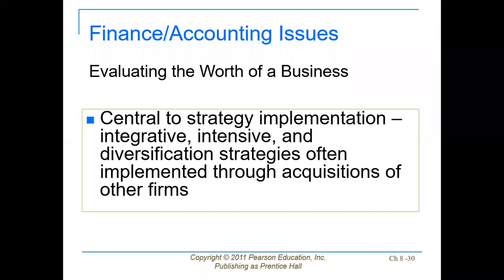Sorry, the last thing was evaluating the worth of a business. Either you are going to get integrative policies, going for forward integration, backward integration, horizontal integration. You go for the intensive policies where you sell out some divisions of your organization, or diversification strategies where you develop your product or develop the market or diversify your product. Unrelated diversification is there, related diversification is there.